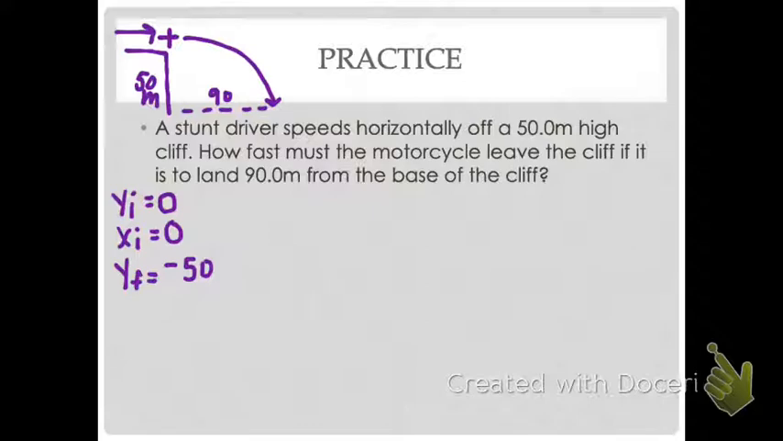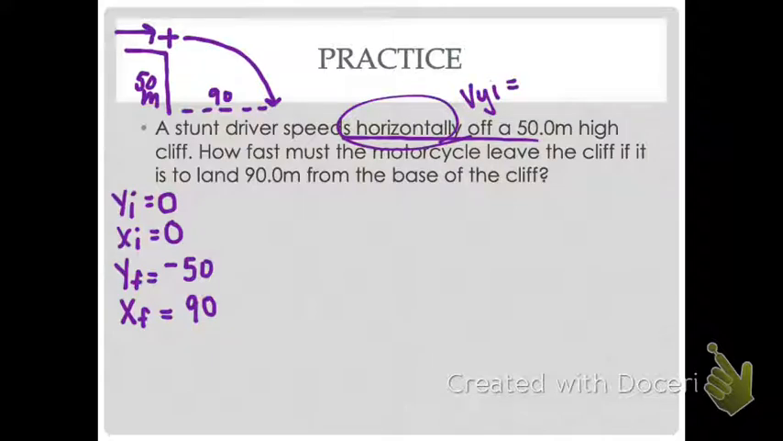Okay, what about the 90 meters? What variable does that tell us? X final, right? And is it going to be positive 90 or negative 90? Positive, right? I'm moving forward. Horizontally, I'm moving forward. When it says something speeds horizontally off a whatever, that's a clue for us that it is a rolling projectile problem. If it leaves horizontally, if it speeds horizontally, if it jumps horizontally, whatever, you're going to see that clue. That's going to tell us that VYI equals zero, right? That should be a huge, huge context clue for us that it is a rolling projectile. So that means that VYI equals zero.